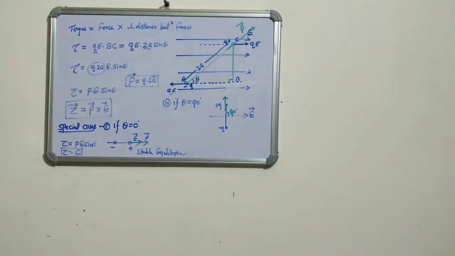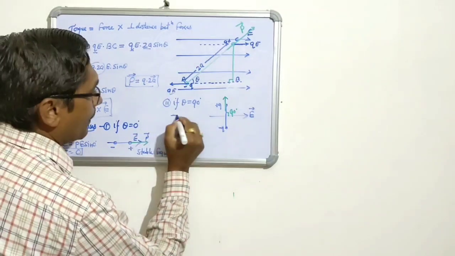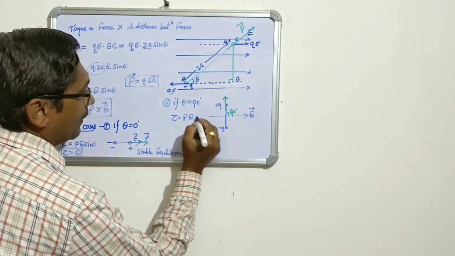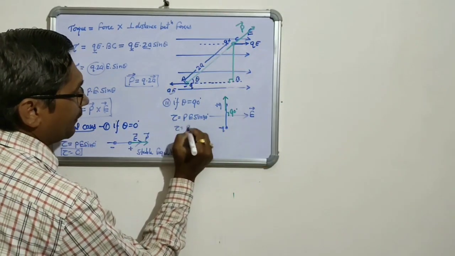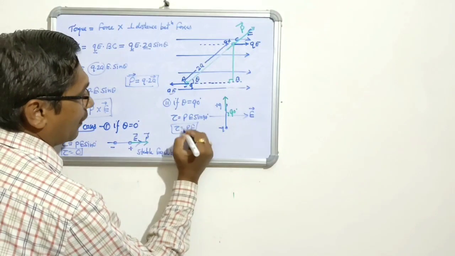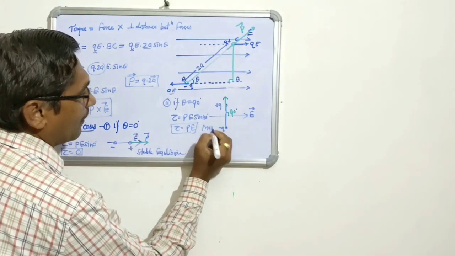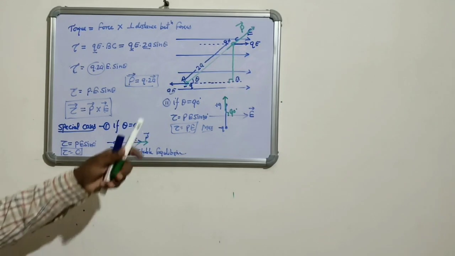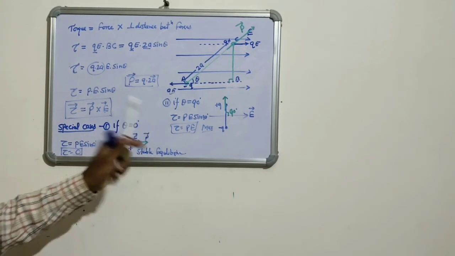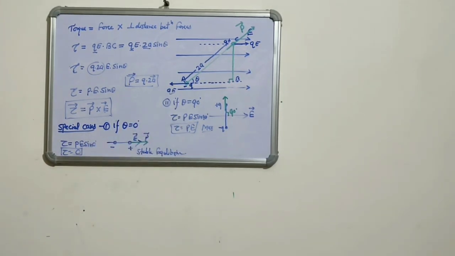Sin 90 equals 1. That's why torque is PE sin 90, which equals PE. In this case, torque is maximum. So when an electric dipole is placed perpendicular to the electric field, it experiences maximum torque, but net force is 0. That's why maximum torque acts in the perpendicular situation.